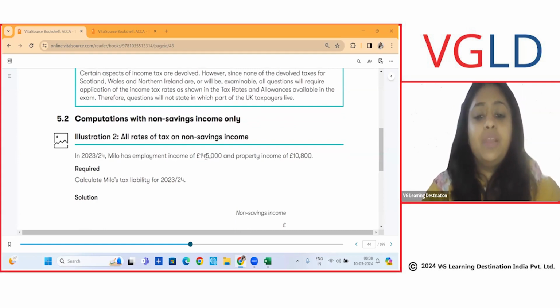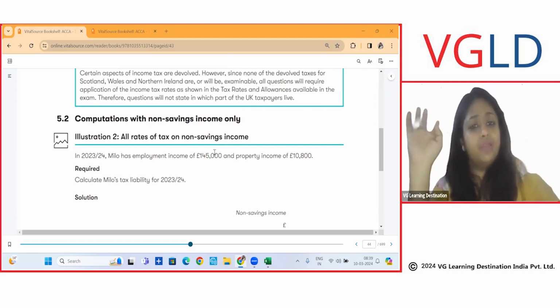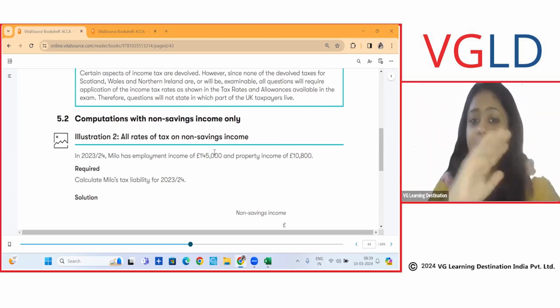So the employment income is 1,45,000. Property income is 10,800. Both of them are part of NSI, that we know. Total is 1,55,800. Okay, so let's see what is the correct answer. 1,55,800. Definitely, there is nothing else. So it is ANI. Since ANI is beyond 1,25,140, it gives me an idea that no TPA will be available. PA will be reduced to 0. So we'll not get any PA.